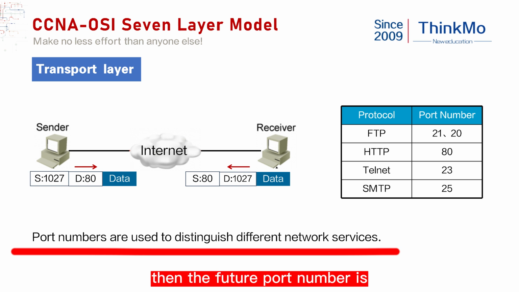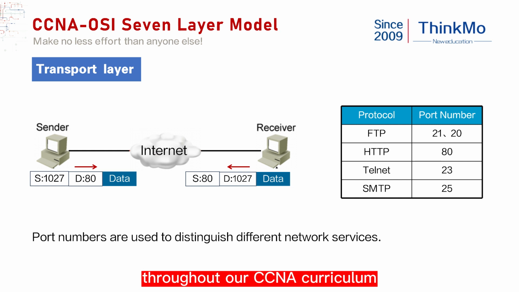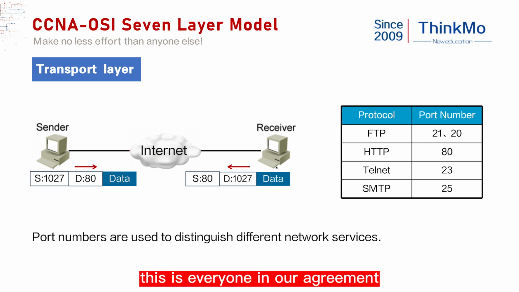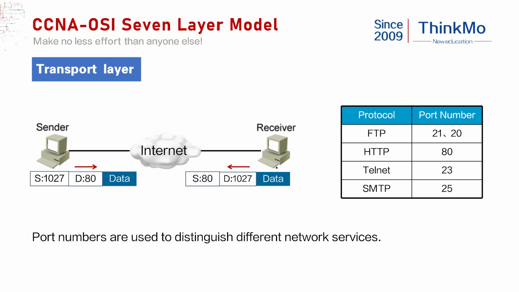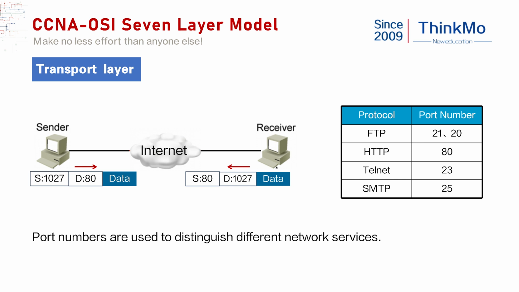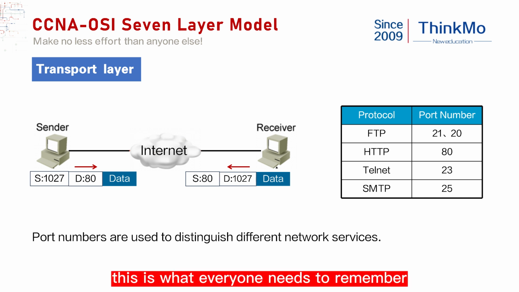Then the port number is used to distinguish our different network services. Throughout our CCNA curriculum, for example, we often mention HTTP port 80, HTTPS port 443, and Telnet port 23. These are protocols everyone will meet. We'll talk about remote login later. When we log in remotely using Telnet, we are using port 23. This is what everyone needs to remember.